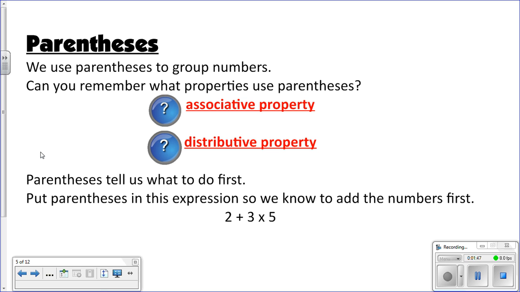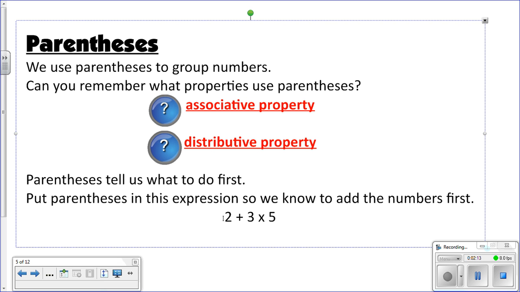Another very important thing that parentheses are for is they tell us what we need to do first when we're solving a problem. So I have an expression below, and we are going to put parentheses in this expression so we know what to do first. And I would like to put parentheses around the numbers that we're adding because I want that to be done first. So I'm going to go ahead and click on the screen.